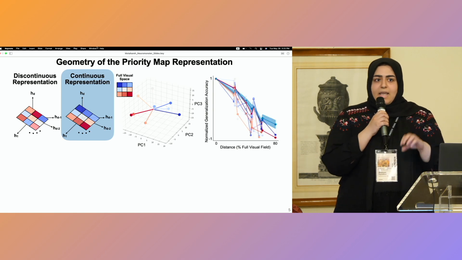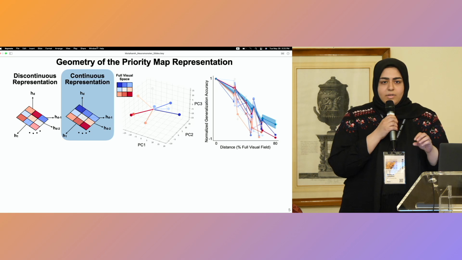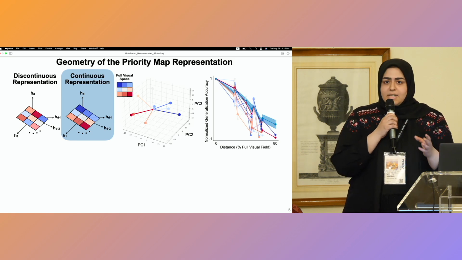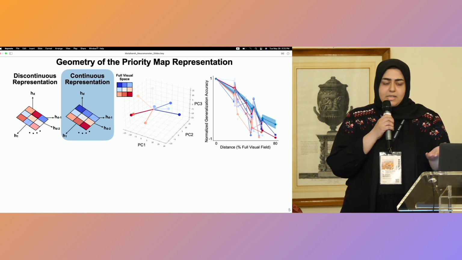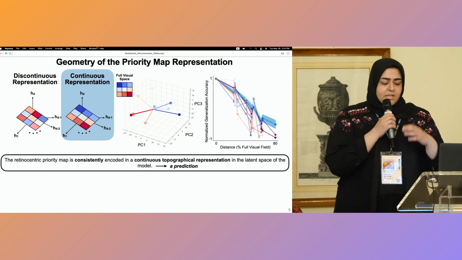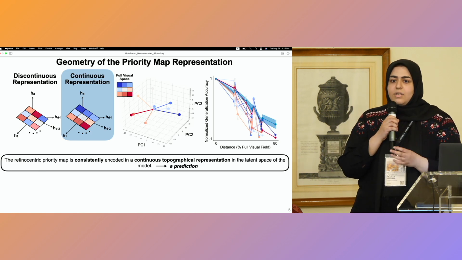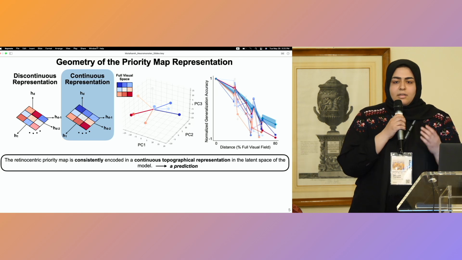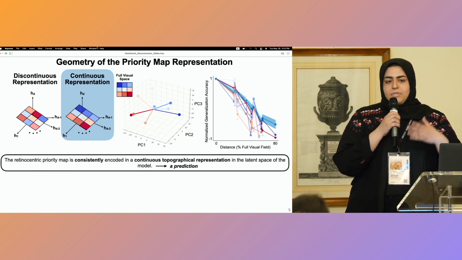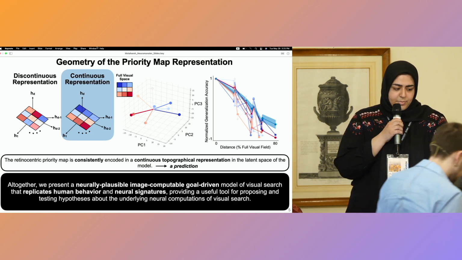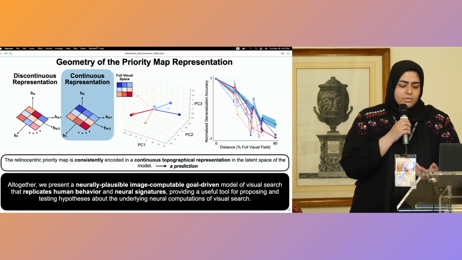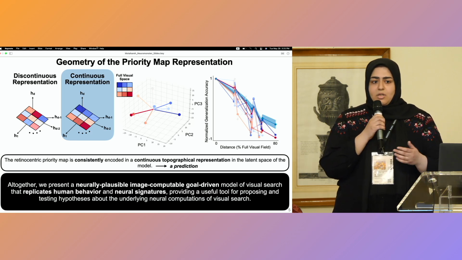The generalization accuracy of the priority decoders trained on one location and tested on other locations decreases with increasing distance between the physical locations in the visual space. So we found that the retinocentric priority map is consistently encoded in a continuous topographical configuration in the latent space of the model, and that's a prediction of our model about the representation of the priority map in the primate brain.